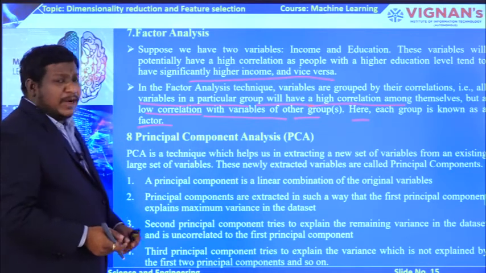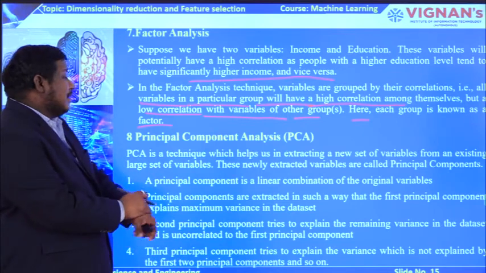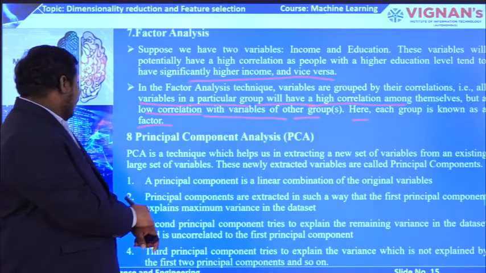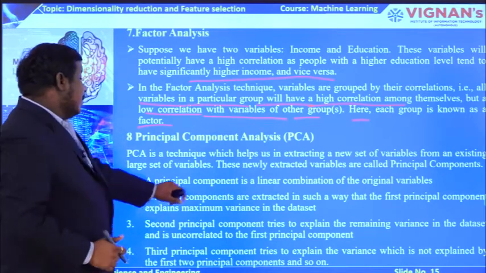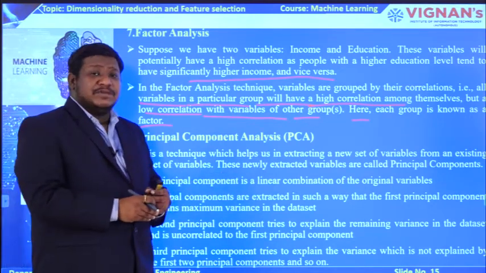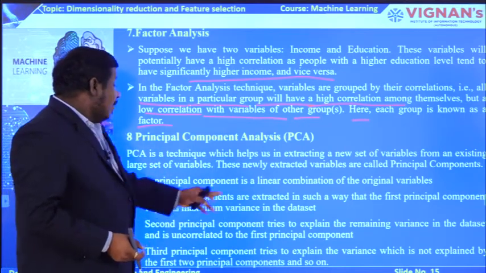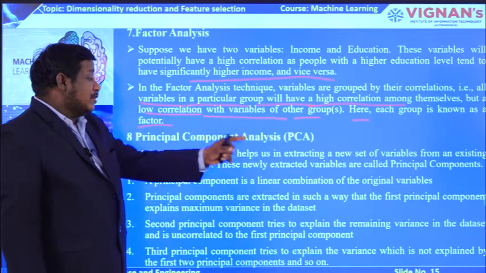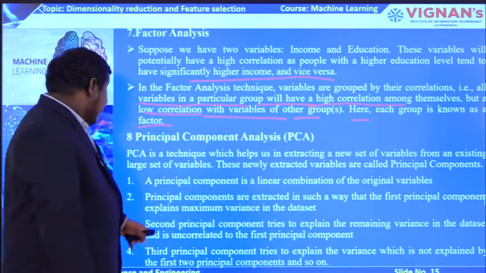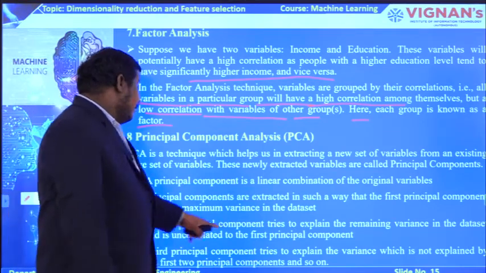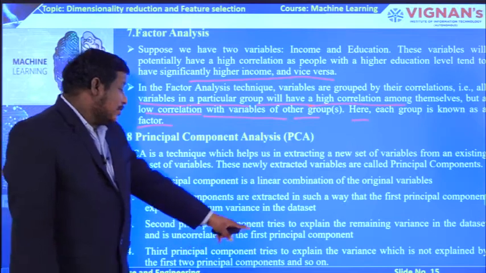Similarly, principal component analysis, PCA, is a technique which helps us in extracting a new set of variables from existing variables. How this works you can see here. A principal component is a linear combination of the original variables. Second, principal components are extracted in such a way that the first principal component explains the maximum variance in the data set, the second explains the remaining variance in the data set, and the third principal component tries to explain the remaining variance.